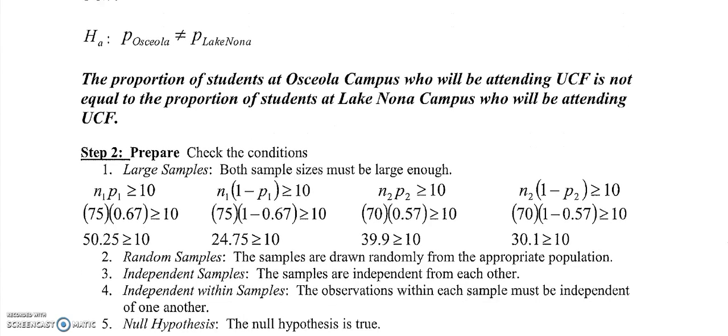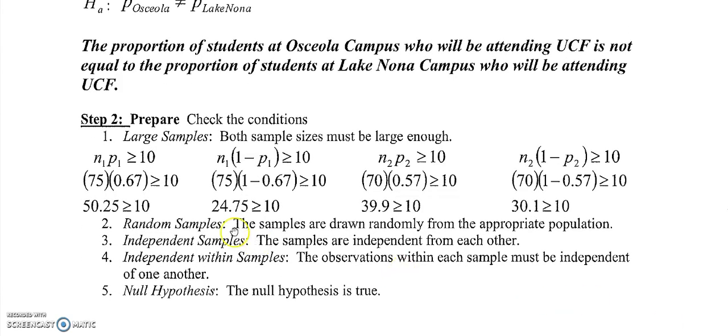Then we're going to check our conditions. So since we have 2 groups, we have N1 times P1, N1 times 1 minus P1, N2 times P2, and N2 times 1 minus P2 all have to be greater than or equal to 10. So the first one, N1 times P1, is 75 times 0.67, which is 50.25, which is greater than or equal to 10. N1 times 1 minus P1, 75 times 1 minus 0.67, is 24.75, which is greater than or equal to 10. N2 times P2, 70 times 0.57, is 39.9, greater than or equal to 10. Then N2 times 1 minus P2, 70 times 1 minus 0.57, is 30.1, which is greater than or equal to 10.